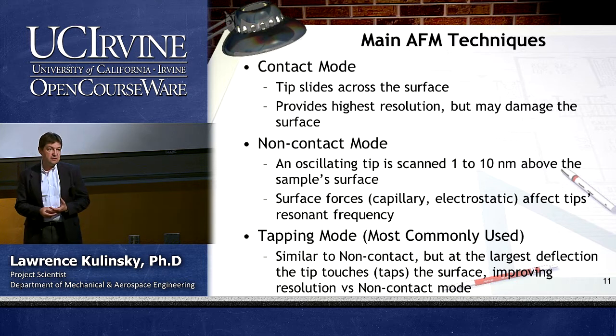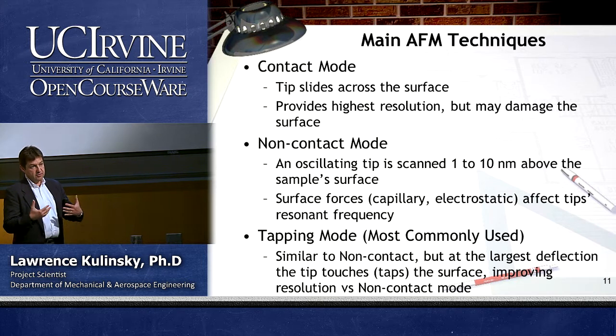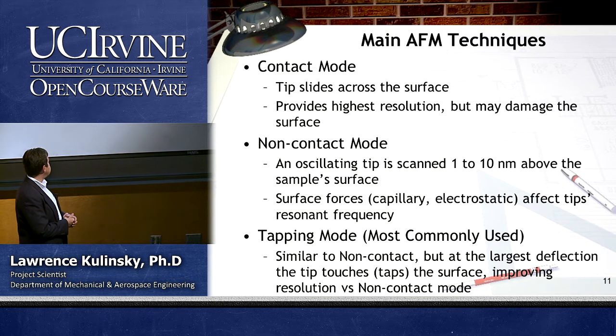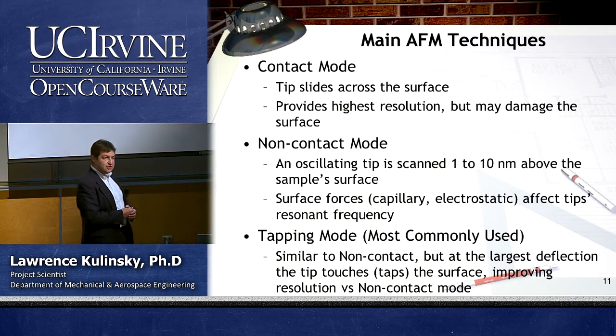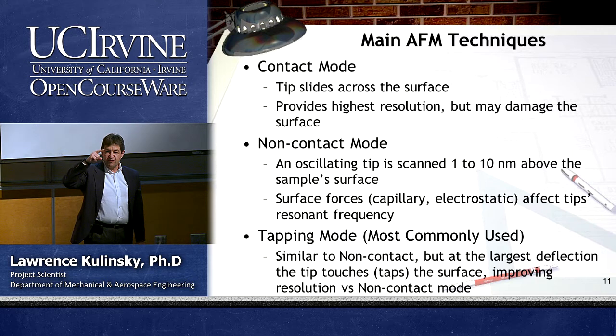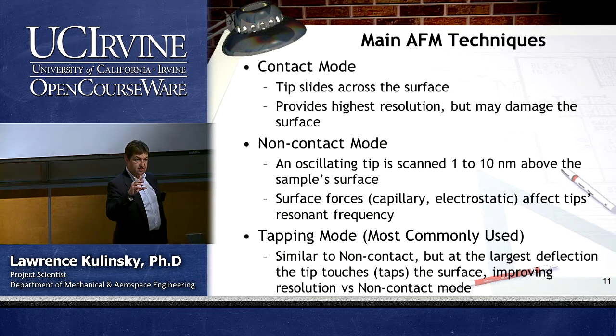So the second mode is non-contact mode. In non-contact mode, you have a vibration of the tip. So you have your tip going up and down at the resonant frequency. As it goes closer to the surface, your resonant frequency starts to change. So the closer the tip to the surface, the lower the resonant frequency. It's because now your surface starts to affect your tip.